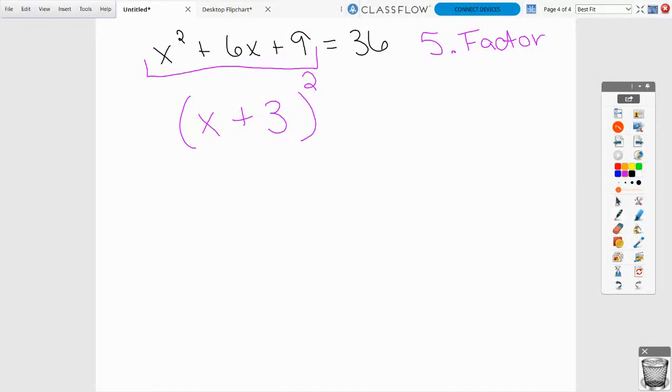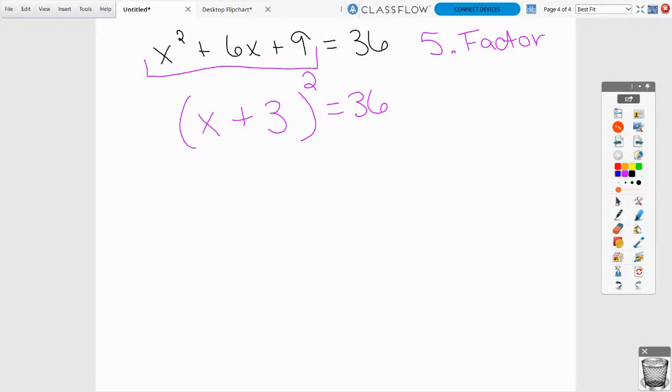And right now at this point, you're still kind of like, what the heck? Just take a deep breath and bear with me. Once we get through the steps, things feel easier. Okay, so x plus 3 squared is the same thing as x plus 3 times x plus 3. I'm just writing it together in one piece. This still equals 36.